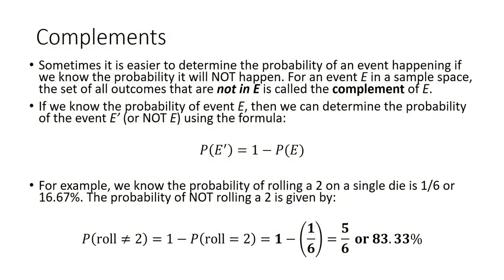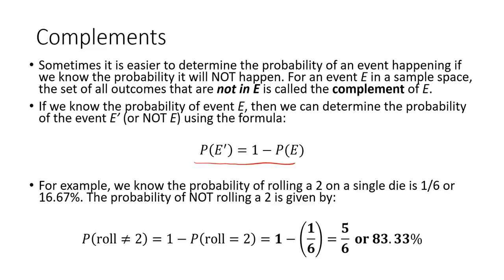Sometimes, however, it's easier to determine the probability of an event if we know the probability that that event will not happen. So for every event we have in some sample space, the set of all of the outcomes that are not in that event is called the complement of that event. The probability of an event plus the probability of its complement would be equal to 1. One of the two things is going to happen. If we know the probability of that event, then we can determine the probability of the complement, or the other way around, by just using this formula: 1 minus the probability of the event we know about.